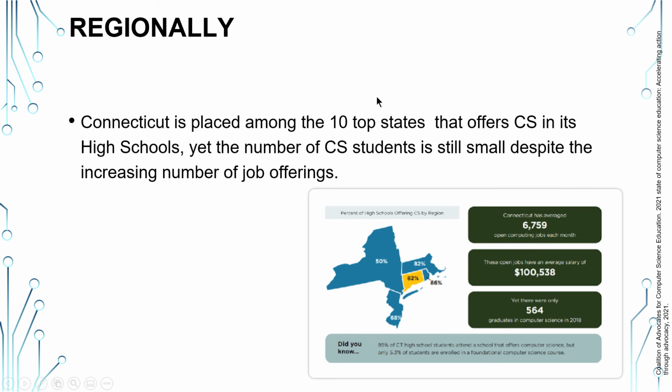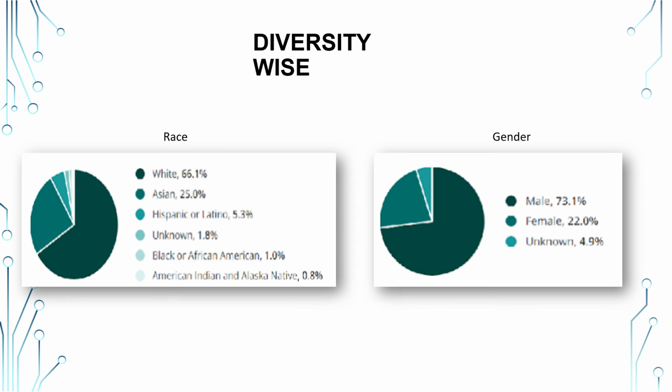there's 6,759 jobs that are open each month for computer science, and only 564 computer science graduates in 2018 in Connecticut. And that's a big disparity. So that basically shows why we need more computer science students and introduce more people to STEM.